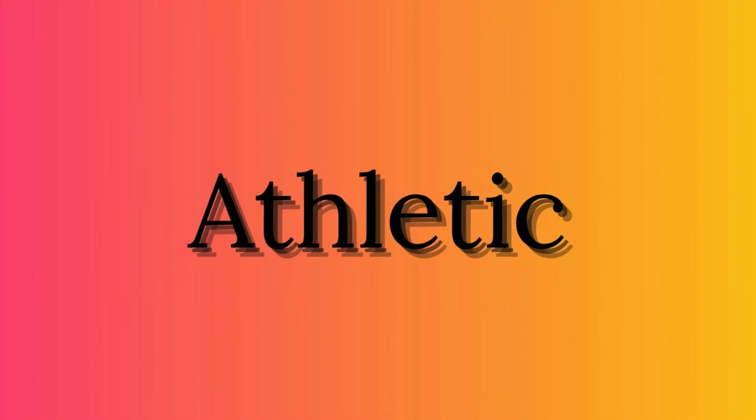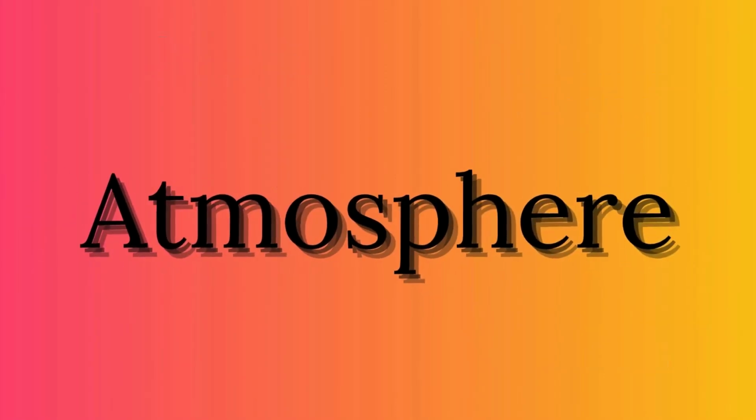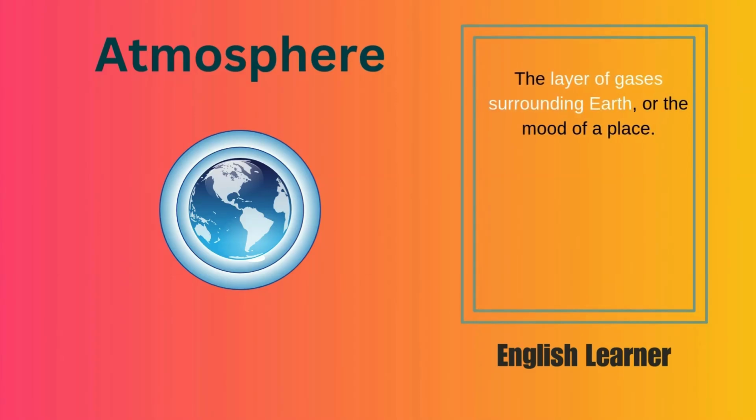Athletic. Relating to sports or physical exercise. Example. He is very athletic and loves to play basketball. Atmosphere. The layer of gases surrounding Earth, or the mood of a place. Example. The moon has no atmosphere to protect it from the sun.